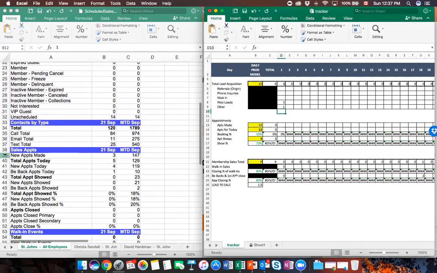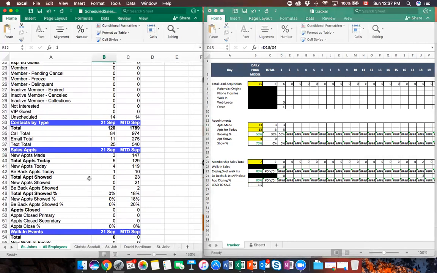How many appointments were made today? We're going to scroll down. 3 appointments were made today. How many appointments were in the book so far? You got 5 appointments in the book so far today. And how many showed up? Not 1 showed up. This was not a good day. None of my appointments showed up.